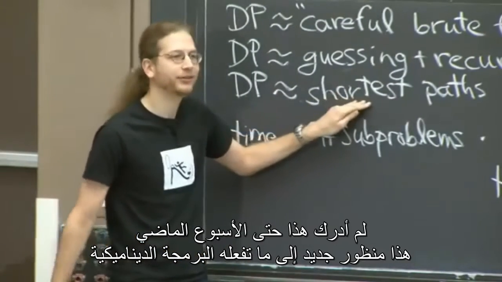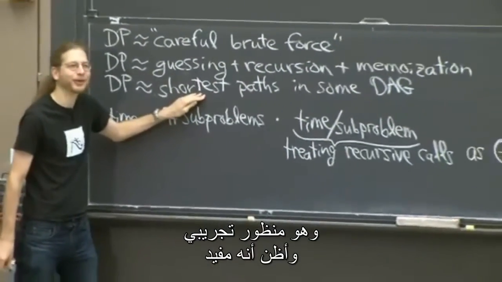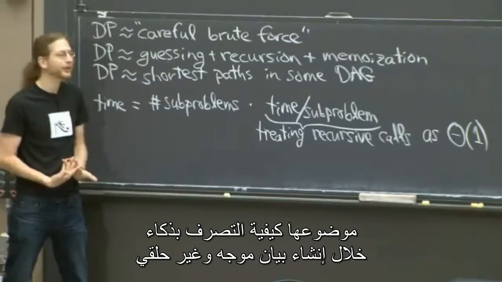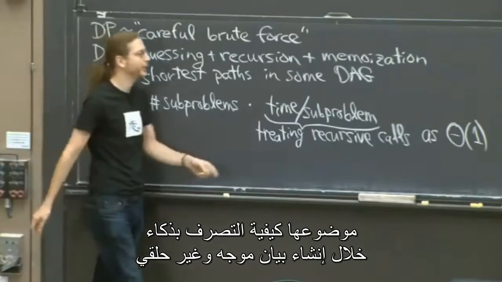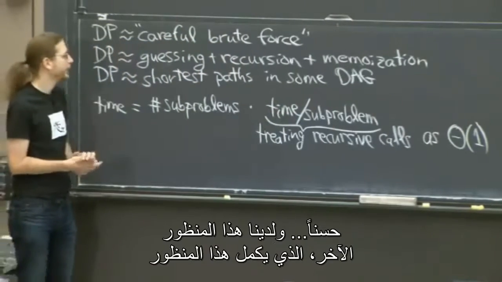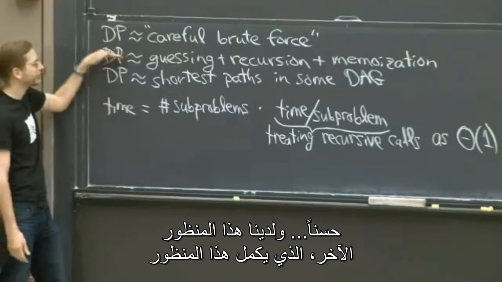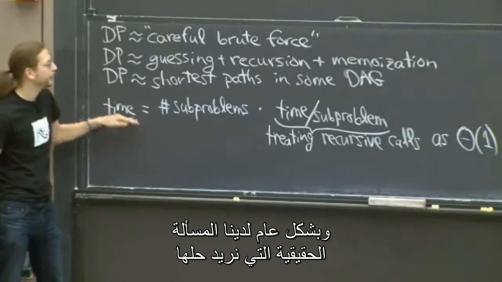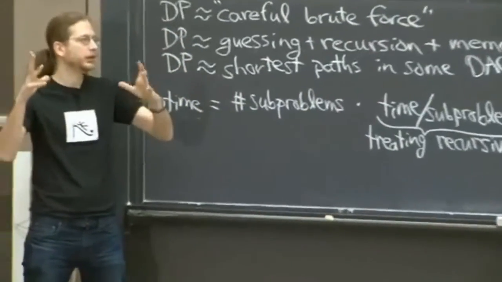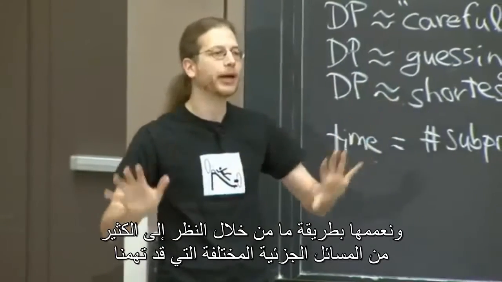I didn't realize this until last week. So this is a new perspective. It's an experimental perspective. But I think it's helpful. It's actually, dynamic programming is not that new. It's all about how to be clever in setting up that DAG. But in the end, the algorithm is very simple. OK? And then we had this other perspective, or not, back to this perspective, I guess. In general, we have the real problem we want to solve. We generalize it in some sense by considering lots of different subproblems that we might care about.